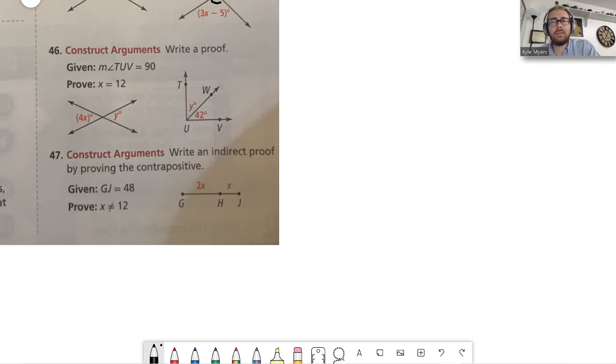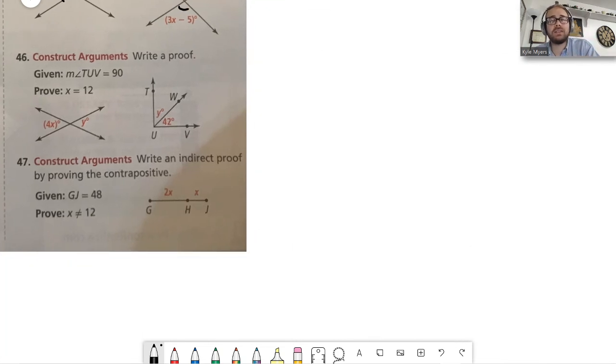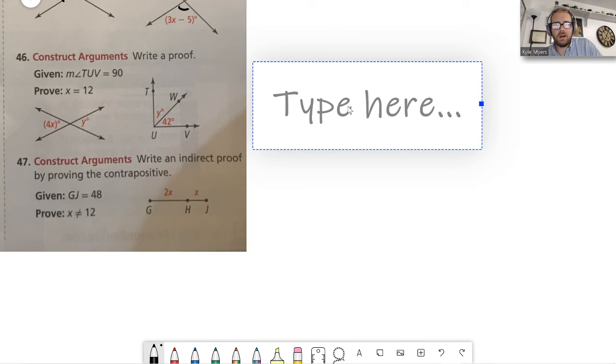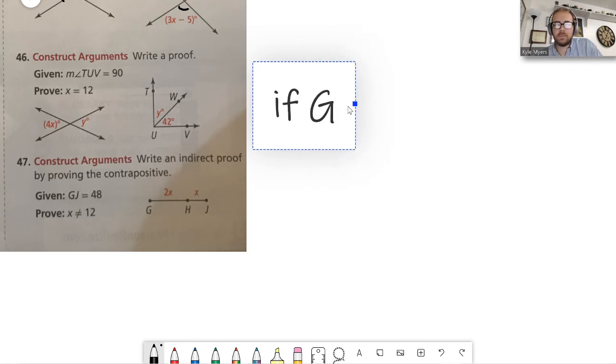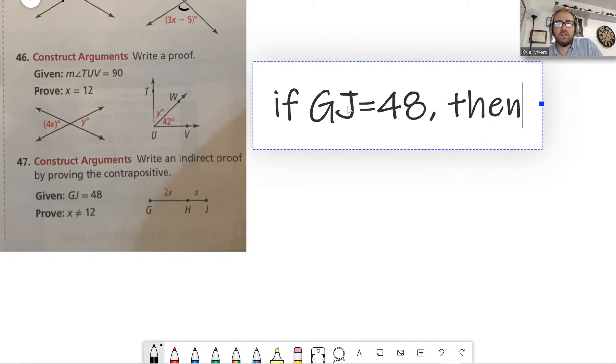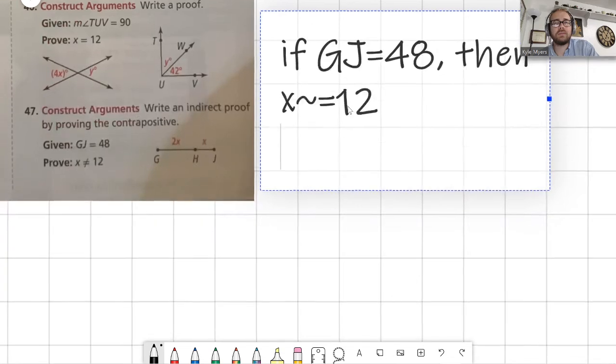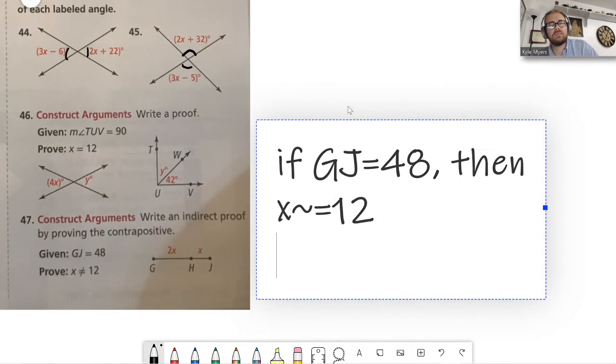So in order to do the contrapositive, it might help for me to write this first as a conditional statement, so you can see exactly what they're asking here. I'm going to move my little text box over, and we want to say: if Gj is equal to 48, so the given is the if, and then the prove is the then, x is not equal to 12. I'm going to put this symbol because it means not, since I can't do an equals with a slash through it. Okay, if Jg is equal to 48, then x is not equal to 12. That's what they're saying. So the contrapositive, let's see if we can write this here.